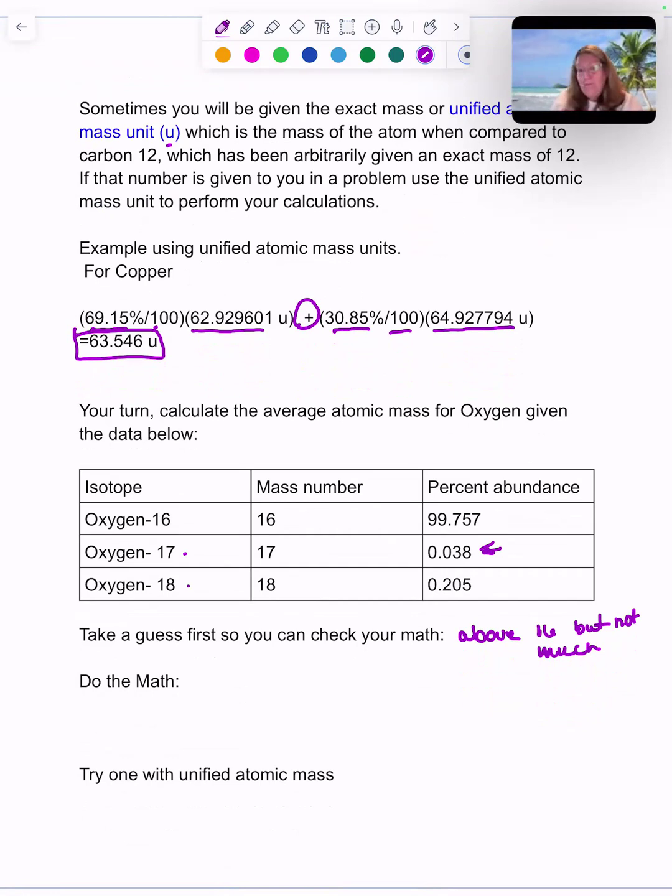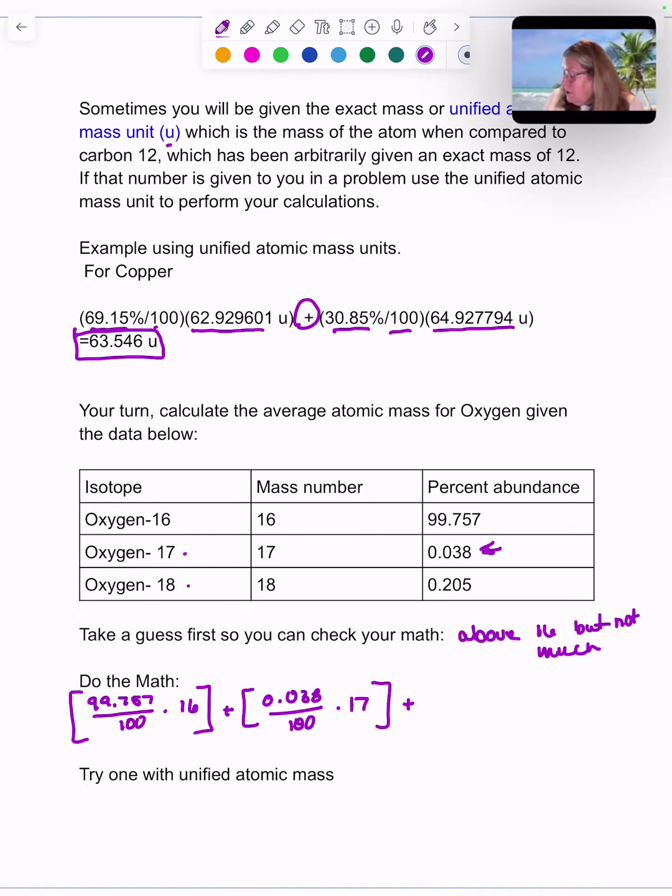Okay, hopefully you're back. Let's go ahead and set up our math. We're going to have 99.757 divided by 100 times the mass of the isotope, 16, plus 0.038 divided by 100 times 17, plus 0.0205 divided by 100, those are our percents, times 18. And let's just take it a step at a time.